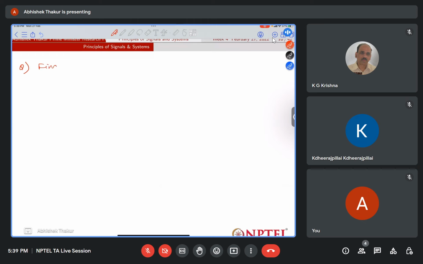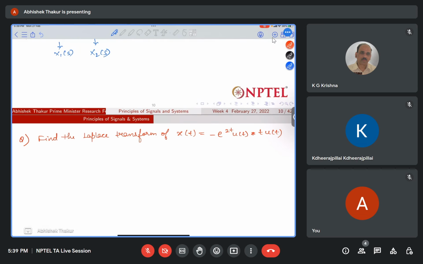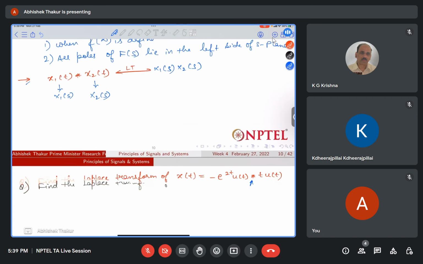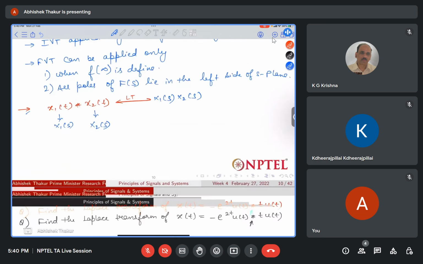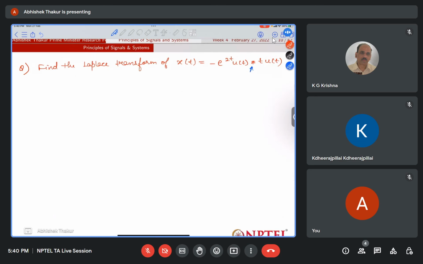Find the Laplace transform of x(t) equal to minus e to the power 2t u(t) convolution with t into u(t). So whatever properties we have studied, we will apply this. See here what properties we can apply. Here is the convolution, so this property we can apply, and also you can see time is multiplied with the signal u(t), so we can apply the multiplication with time property as well. So we'll apply both properties.